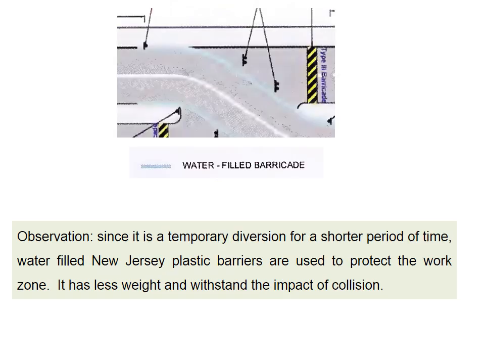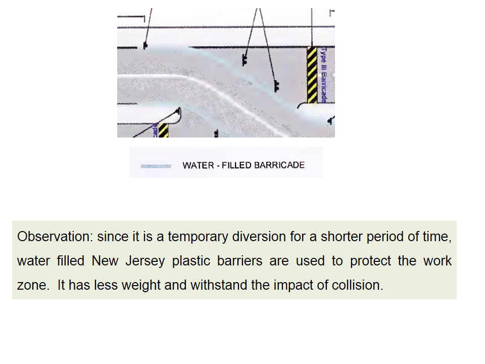The next important observation is that since it is a temporary diversion for a shorter period of time, a water-filled New Jersey plastic barrier is enough. That's what they're recommending in the IRC code. After doing this strengthening operation, they will open the traffic for this stretch, and again close the next stretch. They will do it quickly. The strengthening operation may take a week or 10 days, and then they go for the next stretch. So a water-filled Jersey barrier is enough.